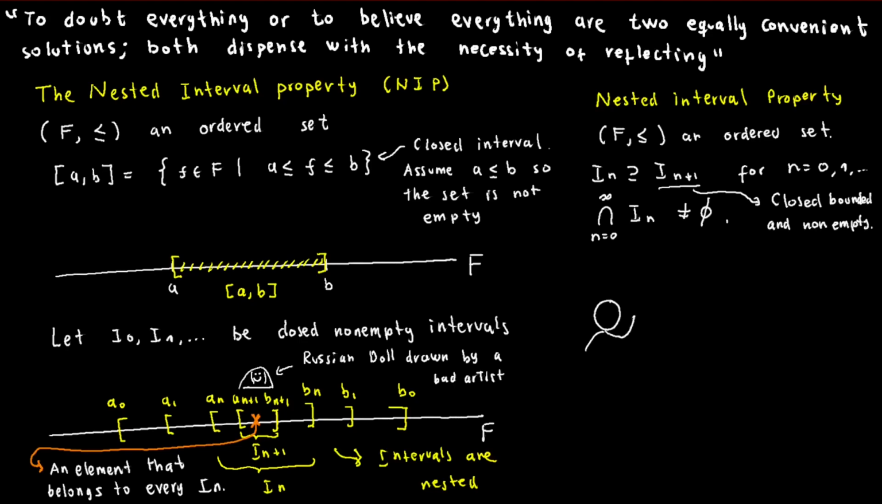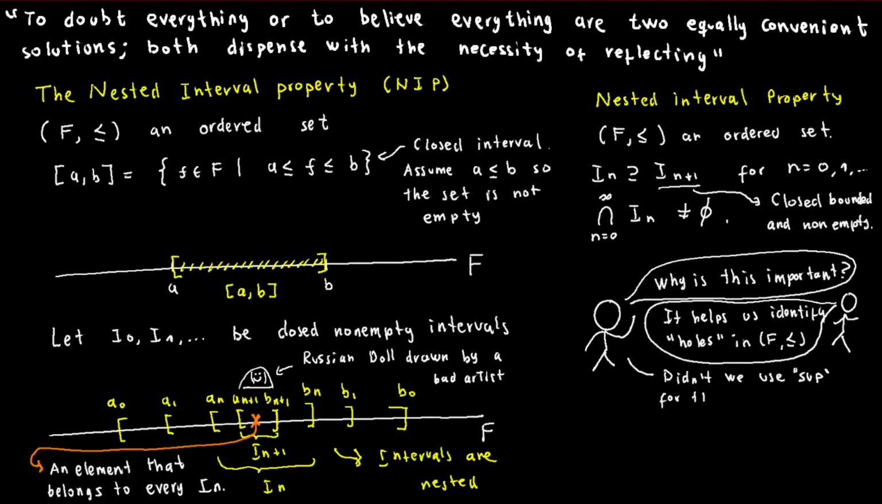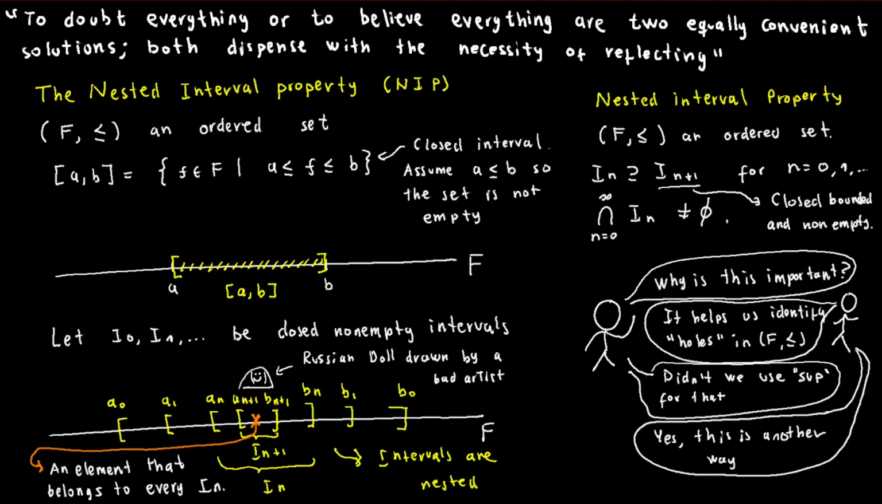So, why is the nested interval property important, you ask? Well, besides giving you a conversation starter for your next math-themed dinner party, it's actually a clever way of identifying holes in an ordered set. If you recall, we previously identified holes in the rational numbers by finding sets without a supremum. However, we can also use the nested interval property to identify these elusive holes.